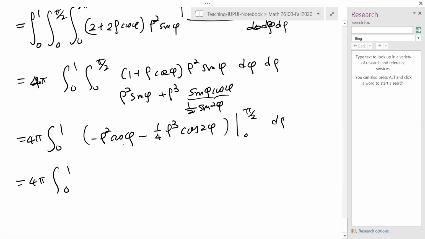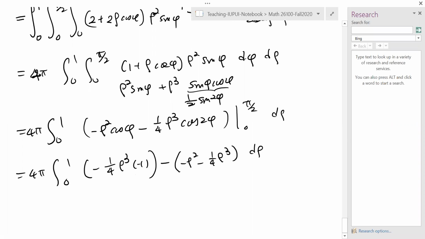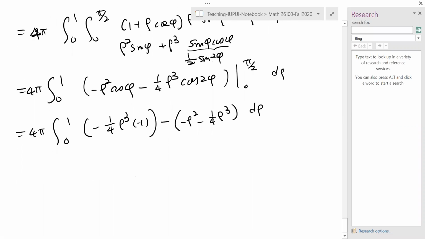All right, when you plug in pi over 2 for phi, the first term, cosine pi over 2, is 0, but the second term is not going to be 0. Cosine pi is going to be negative 1. Then you plug in 0, cosine 0 for phi, right? And that is going to be a quarter of this, okay, 0.